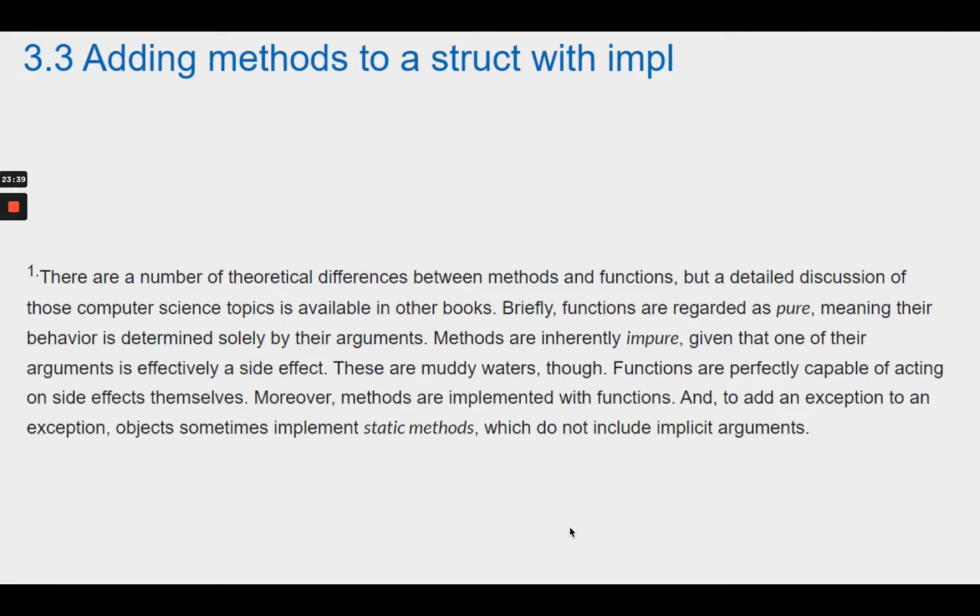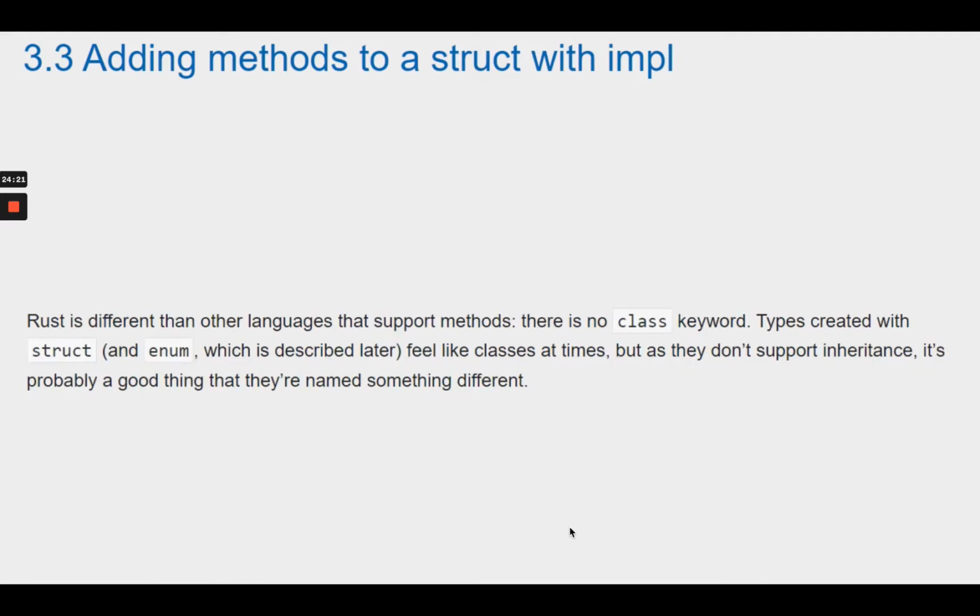Footnote 1. There are a number of theoretical differences between methods and functions, but a detailed discussion of those computer science topics is available in other books. Briefly, functions are regarded as pure, meaning their behavior is determined solely by their arguments. Methods are inherently impure, given that one of their arguments is effectively a side effect. These are muddy waters, though. Functions are perfectly capable of acting on side effects themselves. Moreover, methods are implemented with functions. And to add an exception to the exception, objects sometimes implement static methods, which do not include implicit arguments.